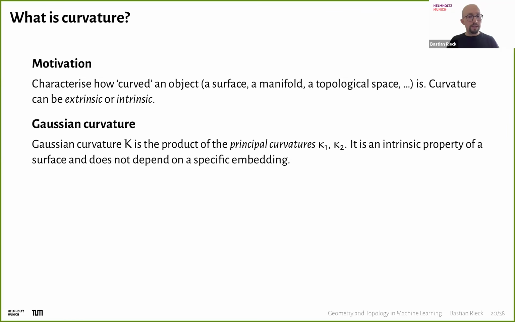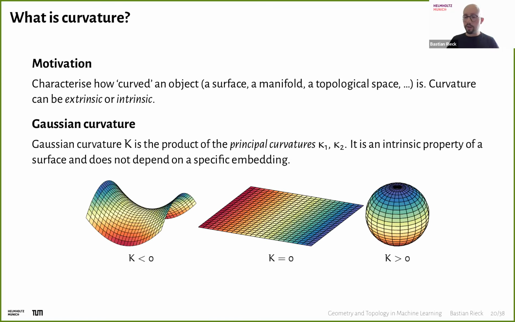A simple example of this is the Gaussian curvature, which is the product of the principal curvatures. I don't want to go into the details of how these are being calculated, but I do want to show you three prototypical spaces that will crop up again. Namely, we have a hyperbolic space, which looks a little bit like a saddle of a horse. This is negative curvature.